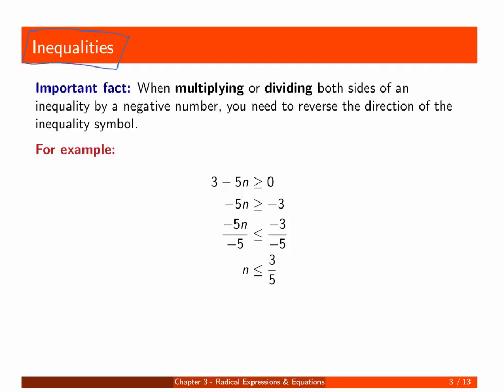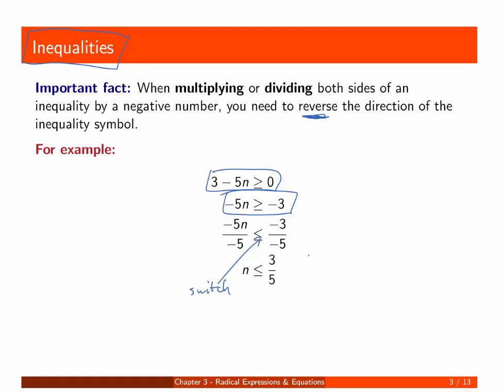Okay, inequalities. One little fact that you have to recall about inequalities is that when you multiply or divide both sides of an inequality by a negative number, you're actually going to reverse the direction of the inequality symbol. So take a look at this example. 3 minus 5n is greater than or equal to 0. As you get to this step right here, you have to divide both sides by negative 5 to isolate n. You have to remember to switch, or reverse, the direction of the inequality symbol when you divide or multiply both sides by a negative.